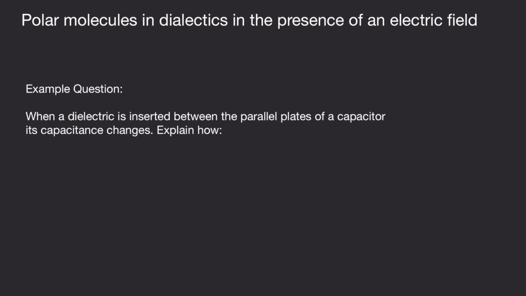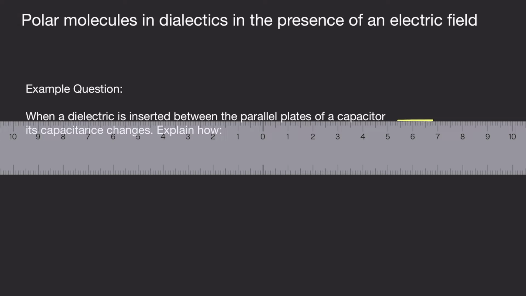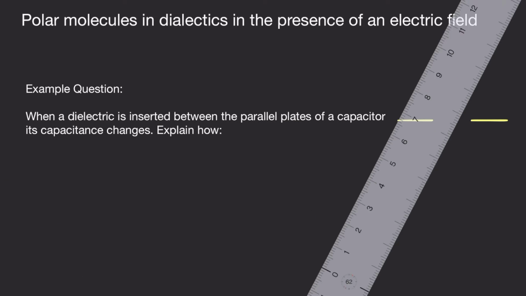Another point on the specification is about polar molecules in dielectrics in the presence of an electric field. Now, this is probably best understood with an example question. For instance, we can have a dielectric which is inserted between the plates of a parallel plate capacitor, and its capacitance changes. Explain how. Well, if we think about it, if we have a parallel plate capacitor, let's see if I can draw one. Let's use the digital ruler feature over here.